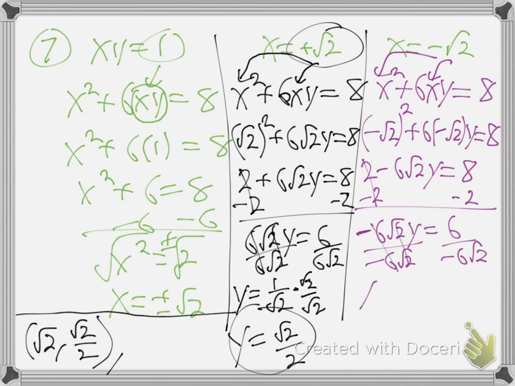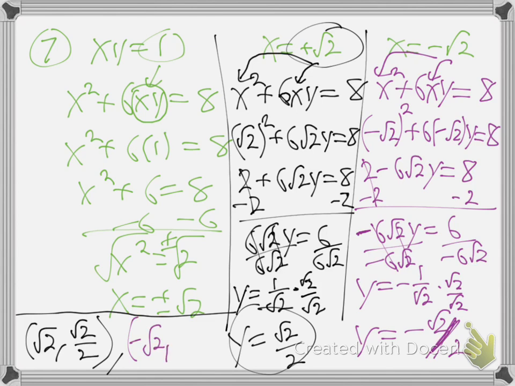It's just going to be the same thing, negative. So it's negative 1 over root 2, multiply top and bottom by root 2. And it's negative root 2 over 2, isn't it? So here we go. The other answer then is x is negative root 2, y is negative root 2 over 2. There are our two answers. Is that okay?